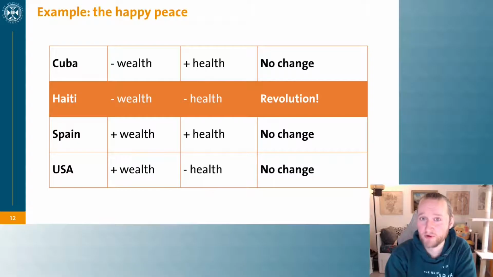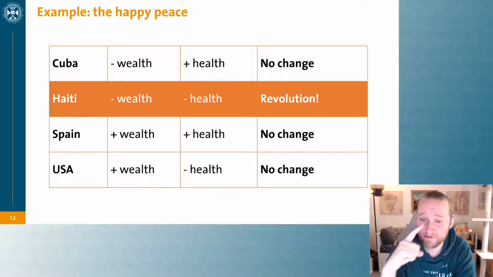So you have to be poor and you have to be unhealthy, and then we would expect a revolution to happen. We see in other cases, like in Cuba, where people are poor but they have good healthcare, no revolution. We also see countries like the US that are very wealthy but don't have universal healthcare.